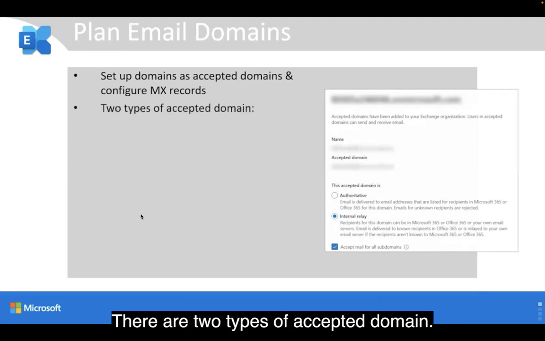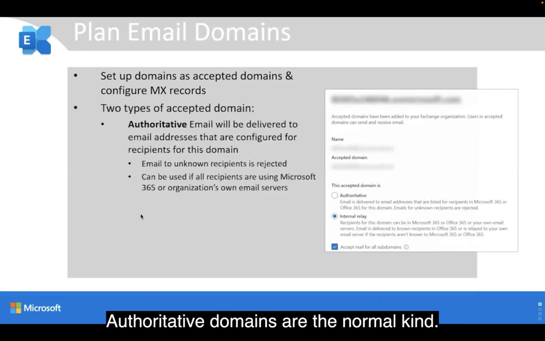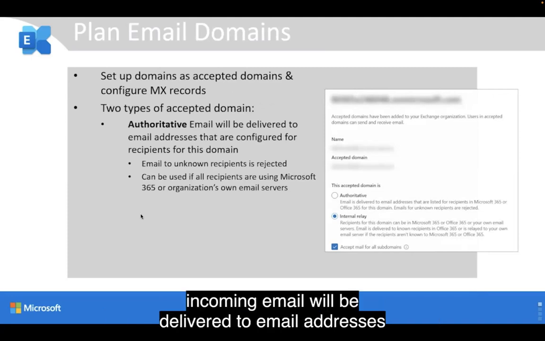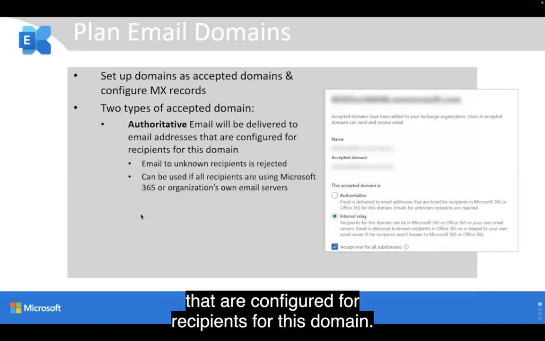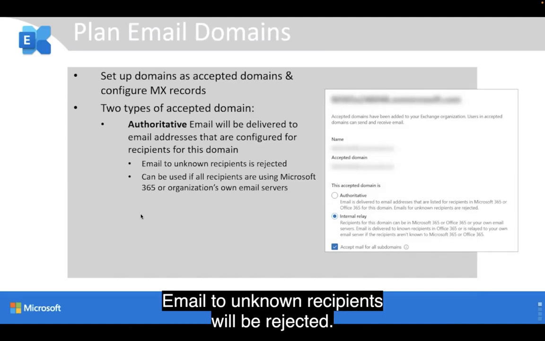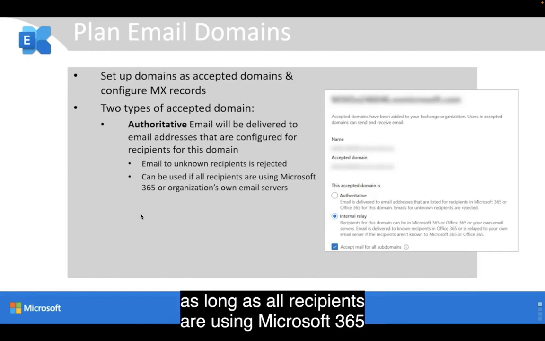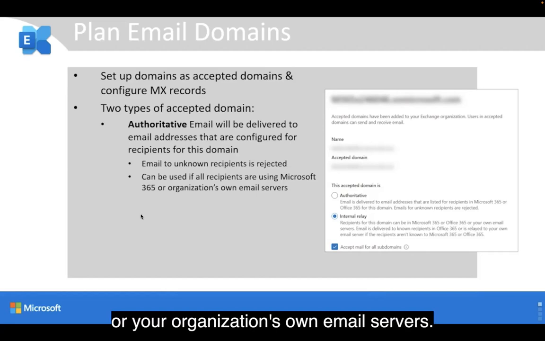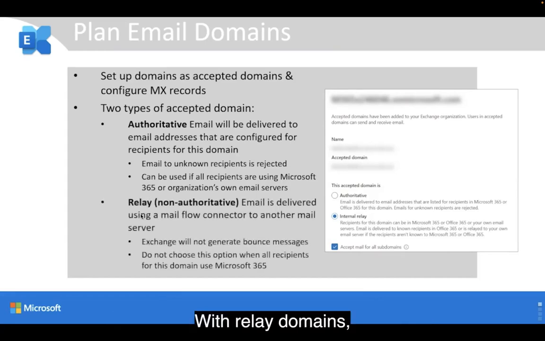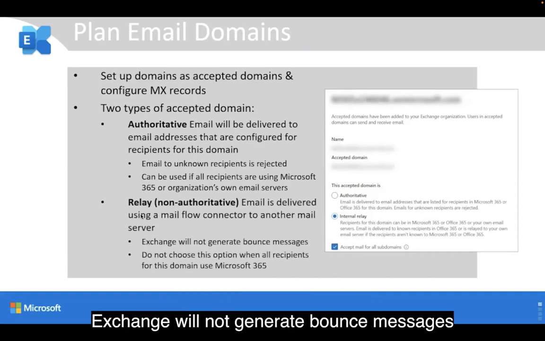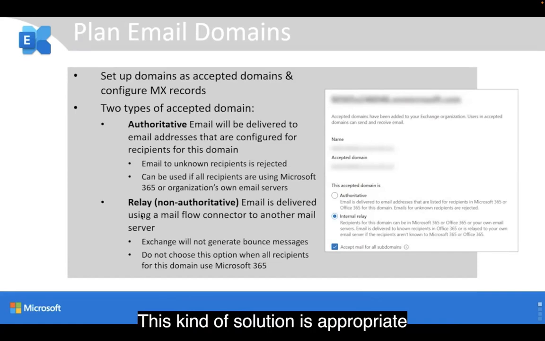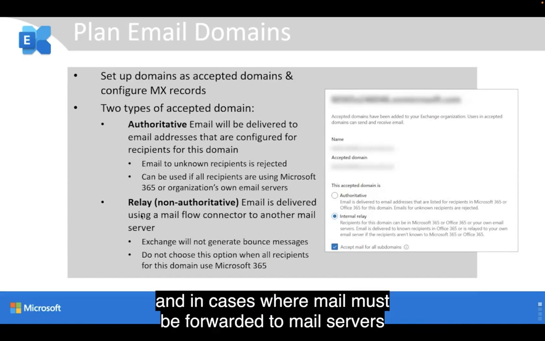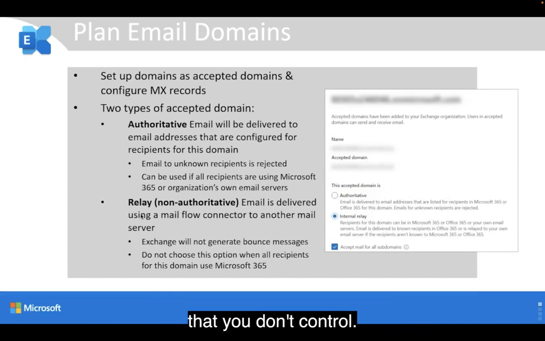There are two types of accepted domain. Authoritative domains are the normal kind. With authoritative domains, incoming email will be delivered to email addresses that are configured for recipients for this domain. Email to unknown recipients will be rejected. This configuration is appropriate as long as all recipients are using Microsoft 365 or your organization's own email servers. With relay domains, email is delivered using a mail flow connector to another mail server. Exchange will not generate bounce messages if a recipient doesn't exist. This kind of solution is appropriate if some members of your organization are not using Microsoft 365, and in cases where mail must be forwarded to mail servers that you don't control.